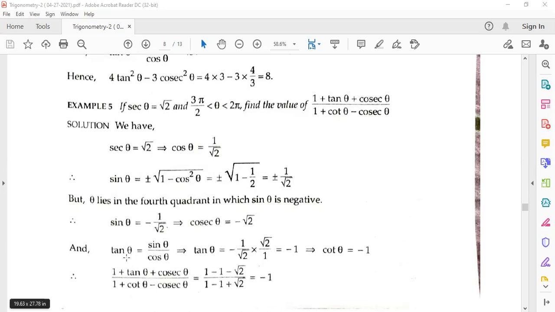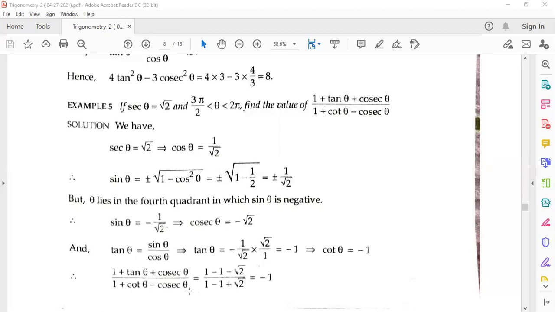We got it. So tan theta equal to sin theta by cos theta, that is tan theta equal to minus 1. So cot theta is also minus 1. We got all the values of sin theta, cos theta, tan theta, sec theta. So we are putting the values here. Tan theta means minus 1, cosec theta means minus root 2, and cot theta is minus 1.